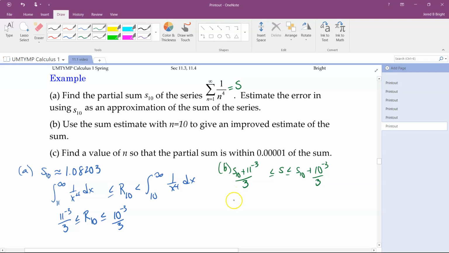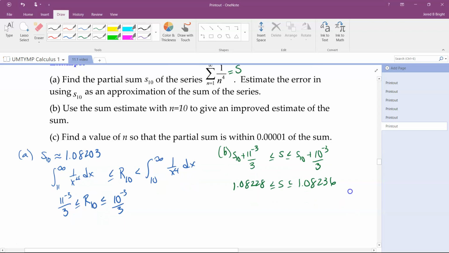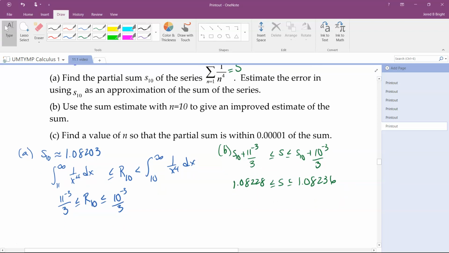On the lower end, I got 1.08228 as an estimate. Oops, and I wrote that wrong. This should be over 3. Less than or equal to S, less than or equal to, and here I got 1.08236. So we're within, what, 3 10,000ths of each other? Or 1 10,000th of each other.